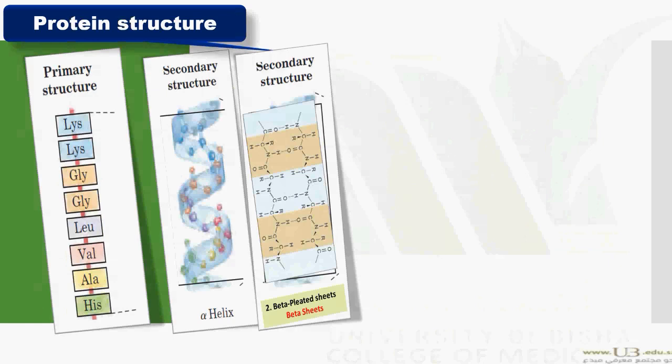This covalent bond can be a peptide bond or a sulfur bridge or disulfide bond between two cysteines or cysteine methionine.